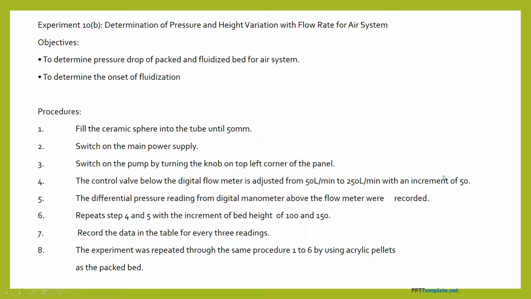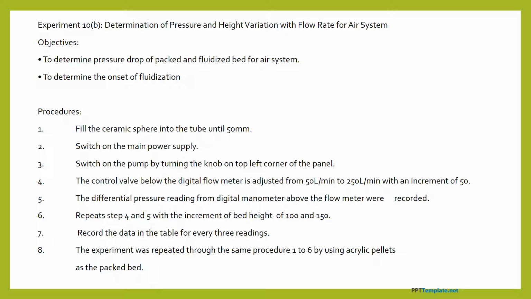So moving on to the procedure. First, we fill the ceramic sphere into the tube until 50 mm and then we switch on the main power supply. After that, we switch on the pump by turning the knob on the top left corner of the panel. The fourth step is we control the valve below the digital flow meter to adjust the flow rate from 50 to 250 with an increment of 50 liter per minute.